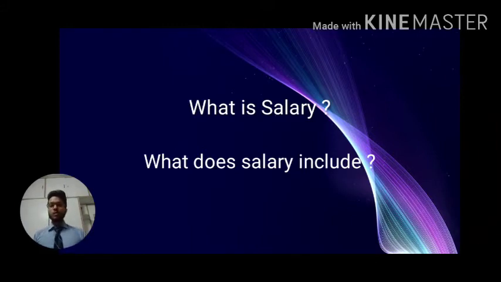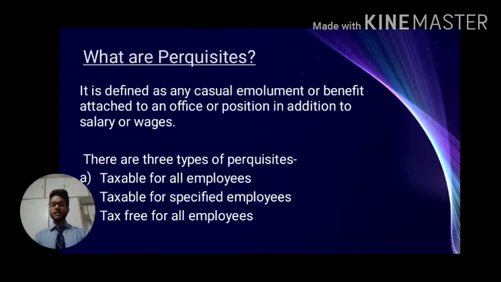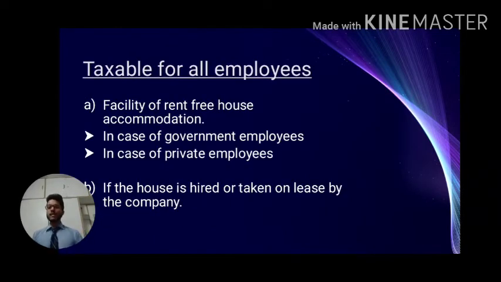So, now let's move further with the second slide, that is, what are perquisites? Perquisites are those facilities which are received by an employee from his employer in addition to his salary. There are three types of perquisites: taxable for all employees, taxable for specific employees, and tax-free perquisites. So now let's move further with the first one, that is taxable for all employees.